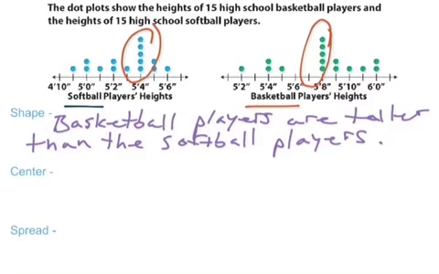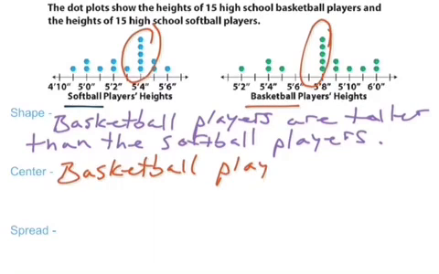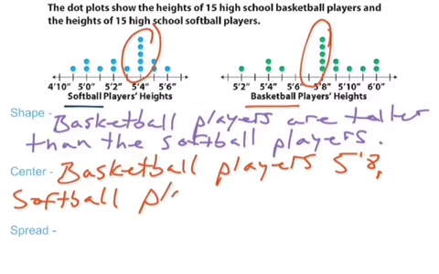So I won't write a long sentence, but we could say basketball players 5'8", comma, looks like a period, but it's a comma, softball players 5'4". So not exactly the same when we have that.